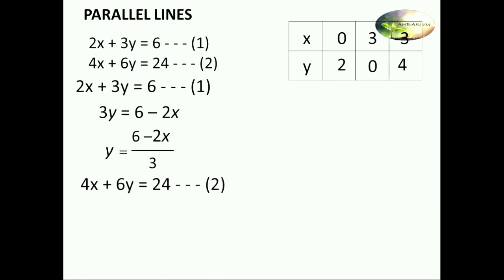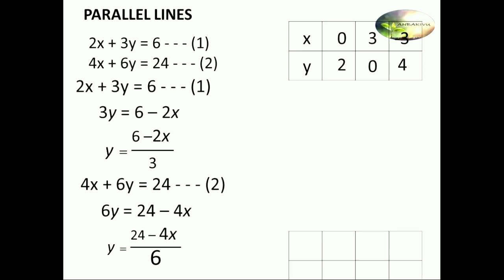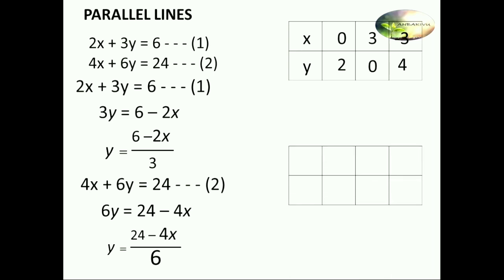Then come to the second equation. 4x plus 6y is equal to 24. I am moving 4x to the right hand side. Then 6y is equal to 24 minus 4x. Then the multiple of 6 going to the right hand side becomes divide. Then y is equal to (24 minus 4x) by 6. Now assume some values for x. I am going to take 0, 3, 6.